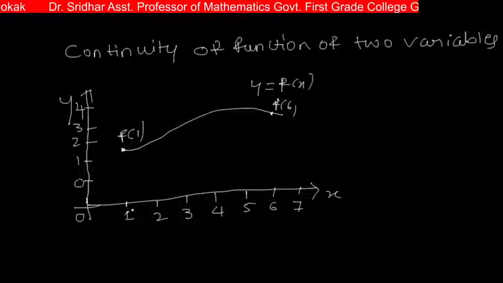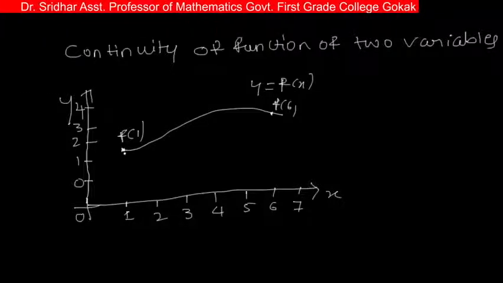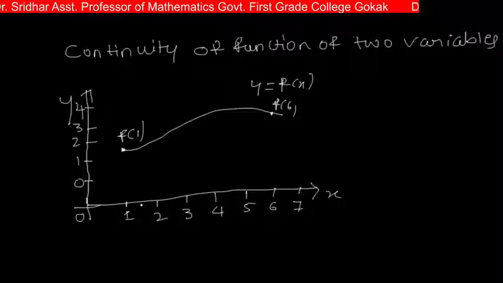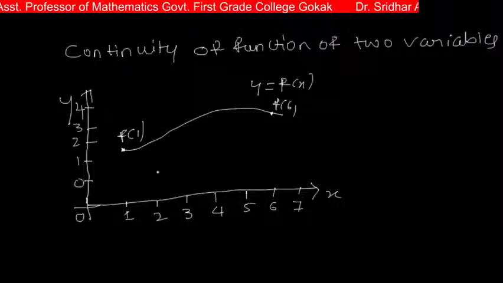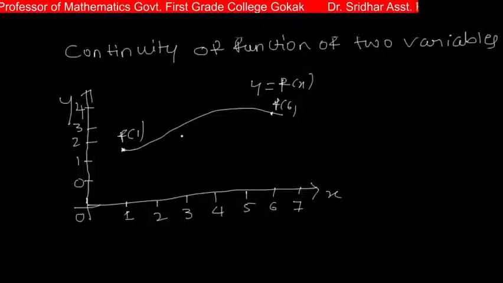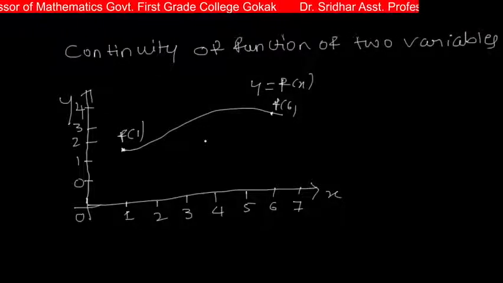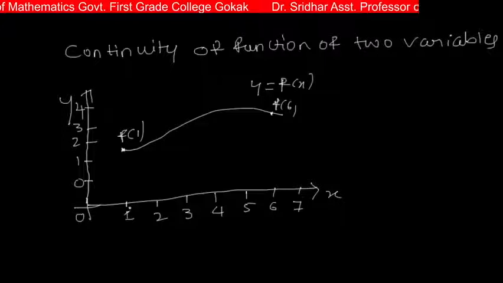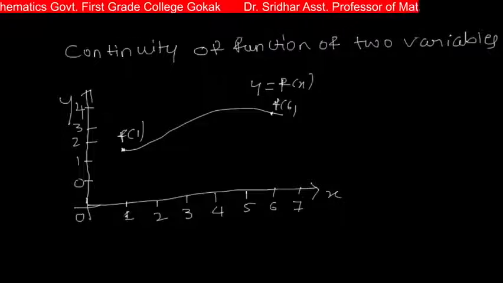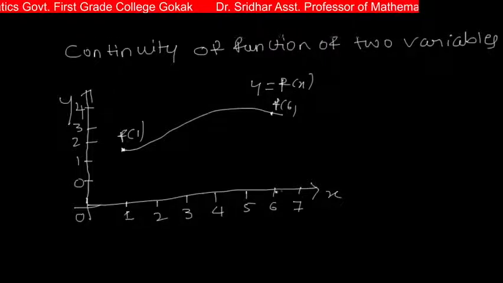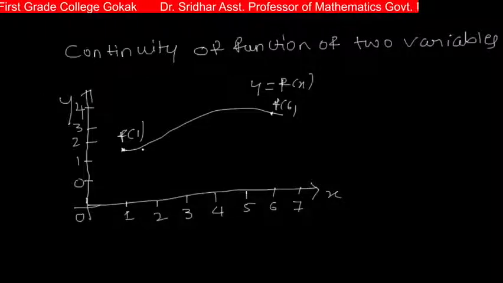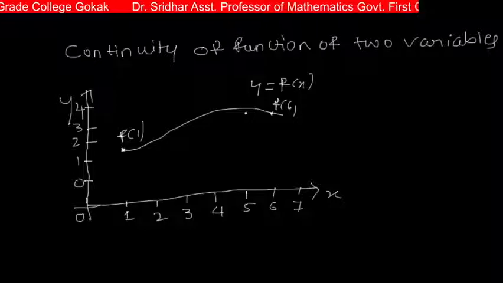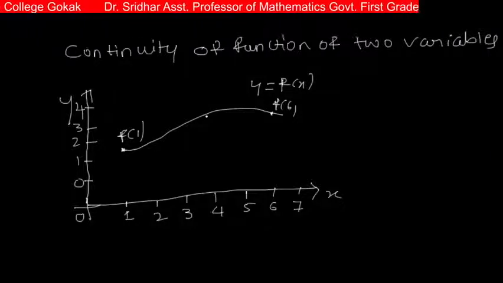If you put x equal to say 1.001, then we have a point here. Then 1.002, we have a point here. Similarly, when x equal to 2, we have a point here, 3, we have a point here, and 4, we have a point here. Like that, when we move from x equal to 1 to 6, we have points all along this curve.